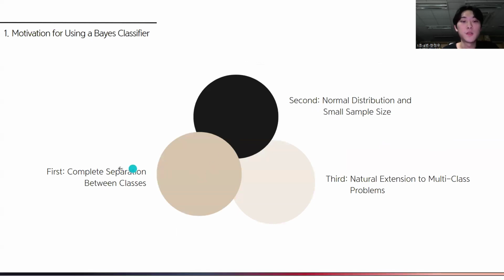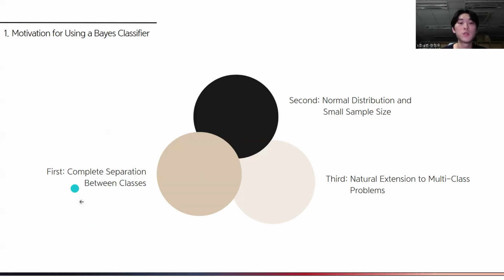First, let's briefly discuss why we might use a Bayes classifier instead of logistic regression. In the previous section, we learned about logistic regression. Simply put, logistic regression uses the logistic function to estimate probabilities for two response classes. However, we need a different approach for the following three reasons.